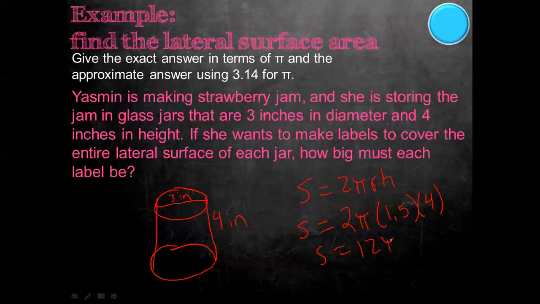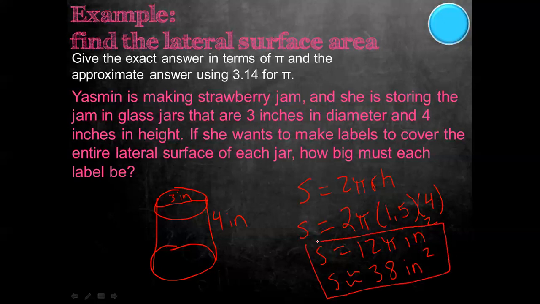So our exact answer would be 12 pi inches squared, for how big the labels must be. But to get an approximate answer, that would be around 37.68. So we're just going to round that up to the nearest whole number and say 38 inches squared. And that's the end of surface area and volume of cylinders 1.